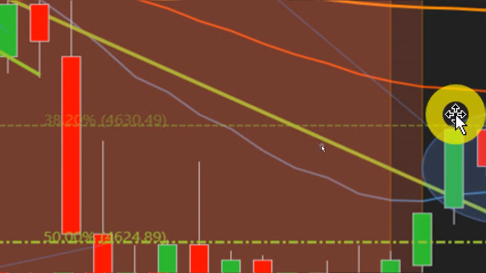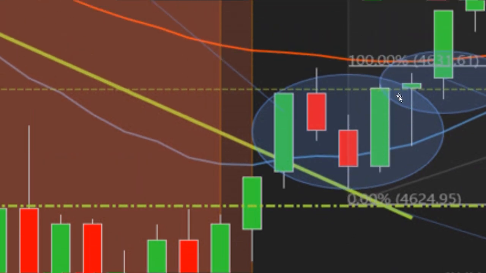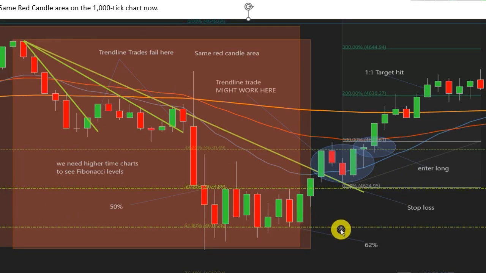You see a breakout, a retest, and it takes off. So this is the area that we're going to go long on, okay? So we have a stop loss under the pivot. We have an area to get in. We have our first target hit right there, okay? So that's a successful trade right there.